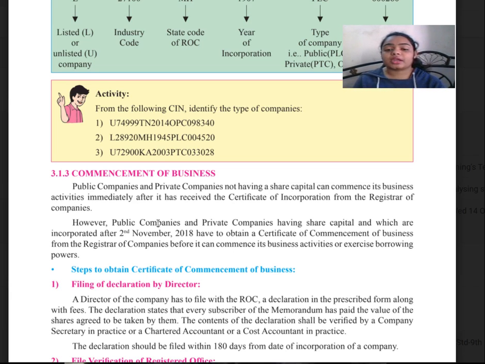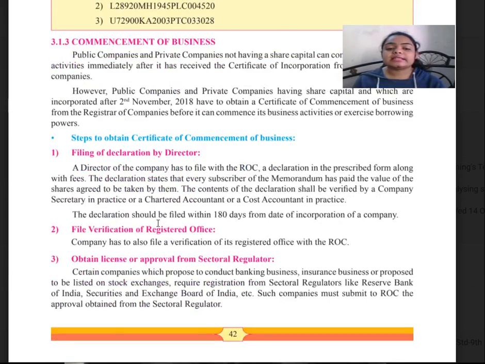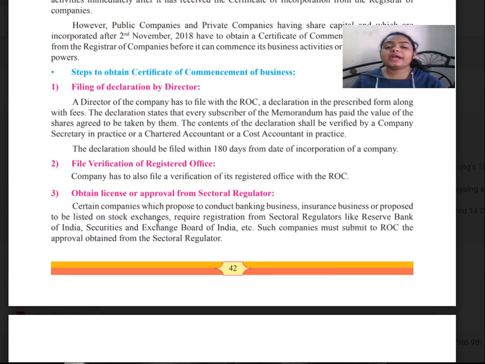What is the process to obtain a certificate of commencement of business? First, we have filing of a declaration by a director. A director of a company has to file with the ROC a declaration in the prescribed form along with fees. The declaration states that every subscriber to the memorandum has paid the value of the shares agreed to be taken by them. The contents of the declaration shall be verified by a company secretary in practice, or a chartered accountant or a cost accountant in practice. The declaration should be filed within 180 days from the date of incorporation of the company.